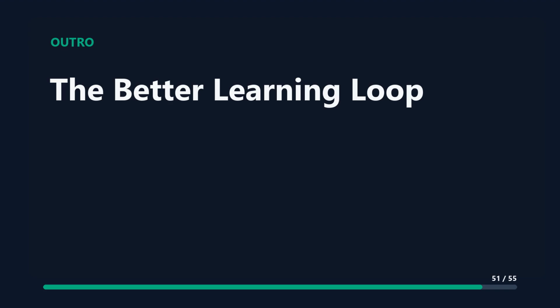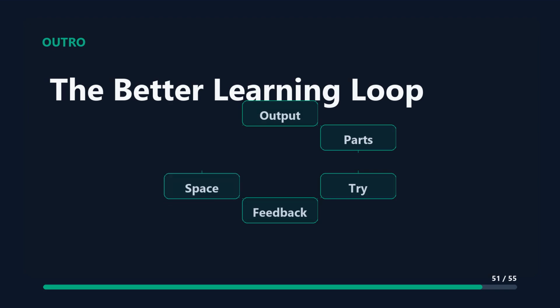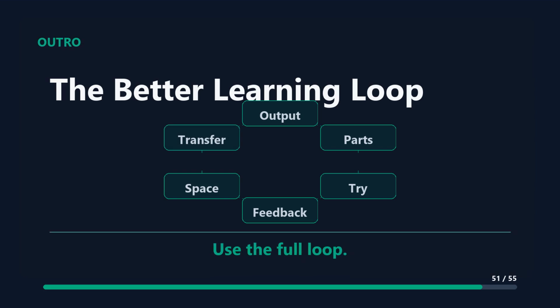Here is the full system. Pick the output before the content. Break the skill into parts. Learn just enough to try. Practice without looking. Get feedback before repeating. Space the reps until the skill transfers.